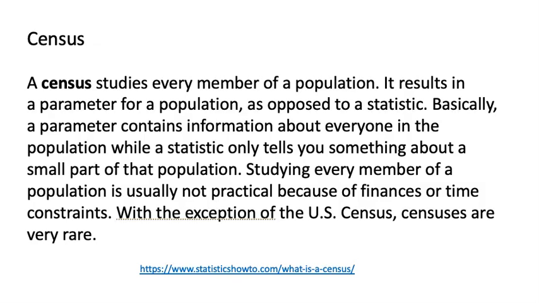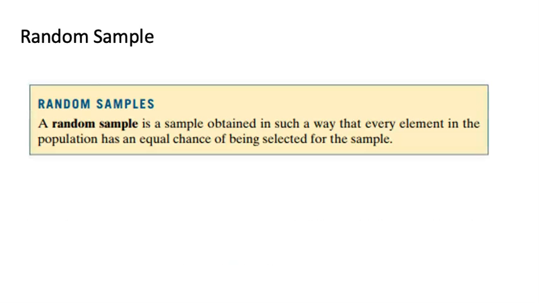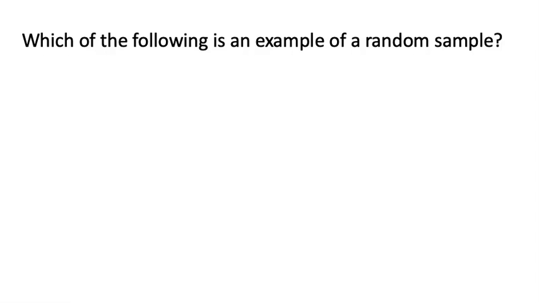So in statistics, rather than looking at the entire population, asking questions of everybody, we need to create a random sample, sometimes called a simple random sample. And a random sample is a sample obtained in such a way that every element in the population has an equal chance of being selected for that sample. Every individual in the population needs to have an equally likely chance of being selected. That's what makes it a random sample. And this is much harder than it sounds like.